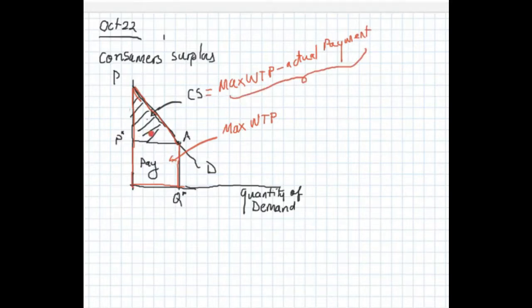So realize the difference. The surplus is this. This is the actual willingness to pay. I was ready to pay this, and this is what I have paid. So let me give you an explanation for us to understand.